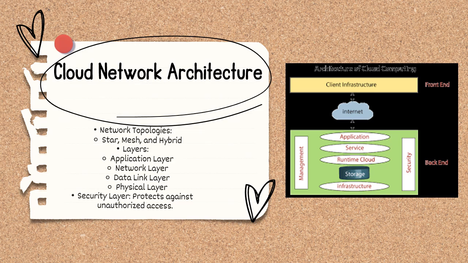Cloud network architecture basically consists of two parts, the first being network topology. So what is network topology? Topology is nothing but the physical architecture of a network. If we want to draw the physical network, what is the architecture of that network? We call this topology. The types of topologies available in cloud networks are star, mesh and hybrid topologies. The layers present in that architecture are four: application layer, network layer, data link layer and physical layer.